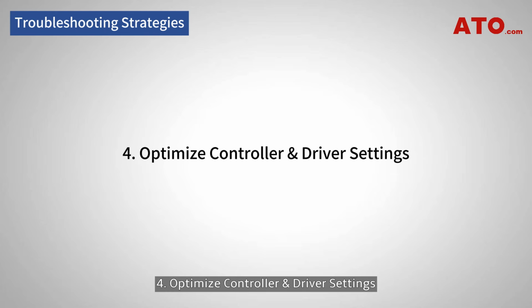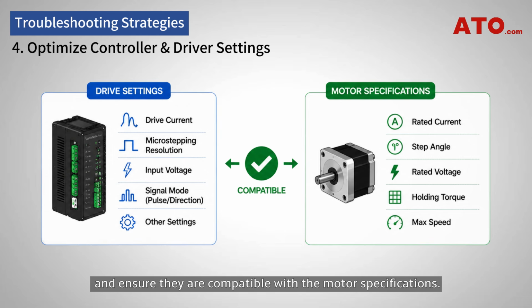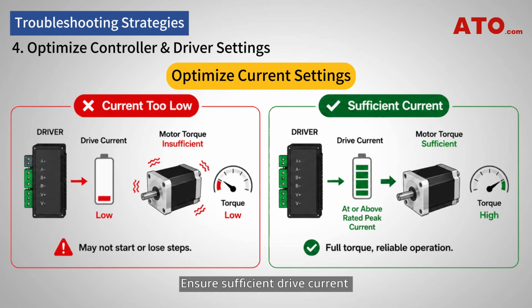Number 4. Optimize controller and driver settings. Verify the drive settings and ensure they are compatible with the motor specifications. Ensure sufficient drive current, because if the drive current is set too low, your motor may not be able to produce enough torque. It's recommended to set the driver current at or slightly above the motor's rated peak current to ensure full confidence in operation.